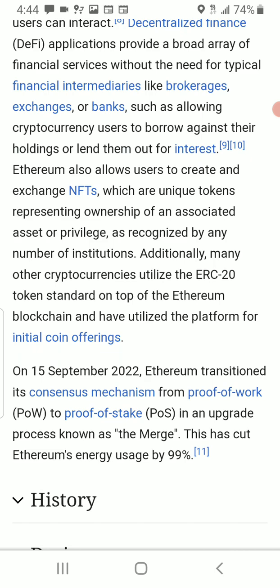Additionally, many other cryptocurrencies utilize the ERC20 token standard on top of the Ethereum blockchain and have utilized the platform for initial coin offerings. So this is where I was really talking about with the website. People could basically build other websites on top of Ethereum, and then people can invest in those and be part owners, be owners of the companies.